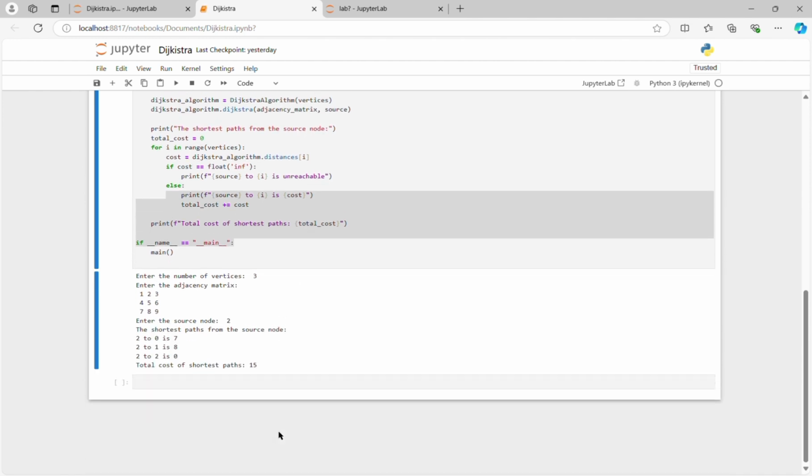The shortest path from the source node 2 to 0 is 7, 2 to 1 is 8, 2 to 2 is 0. The total cost of shortest paths is 15.